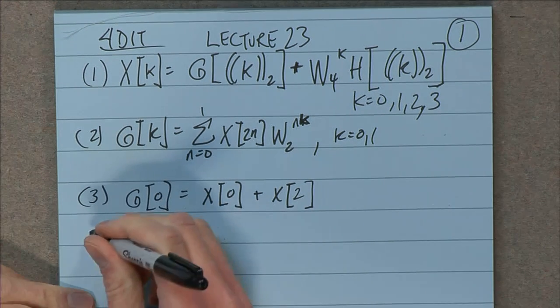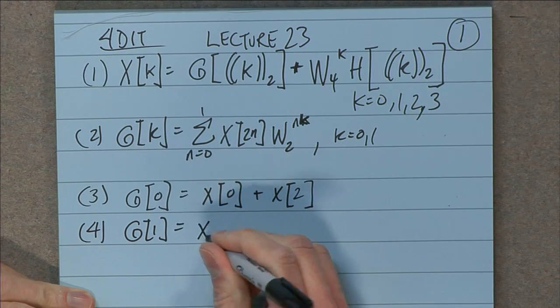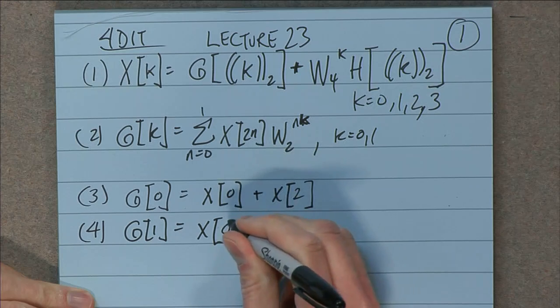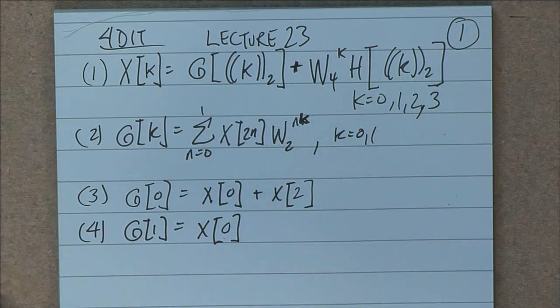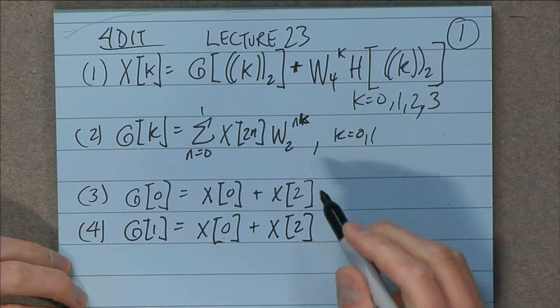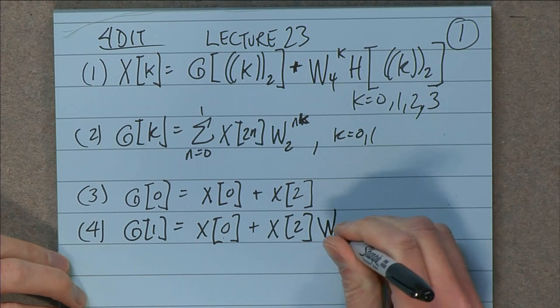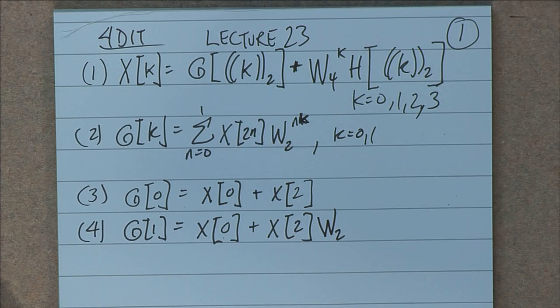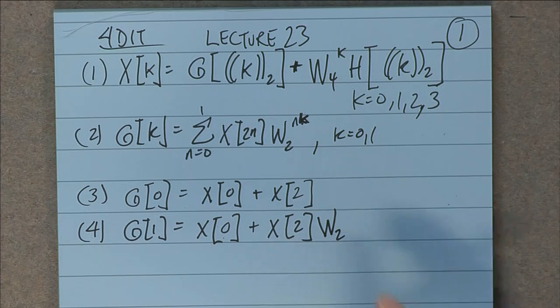But k can also be 1. So what does that leave us with? G of 1 is x of 0, where n is 0, so the twiddle factor, or phase, goes away. It's also 0 for x2 but now what? k is 1 and n is 1, so we end up with just W2 there. So we're going to do the same thing for H, and then we'll have basically 4 sets of equations to see how things are progressing.